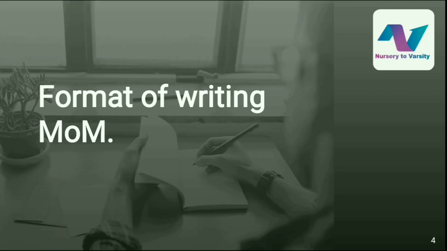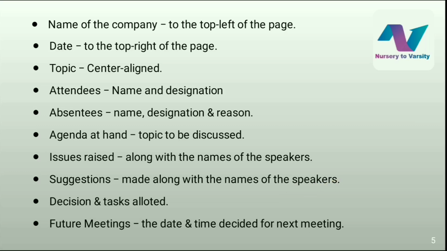Let's see the format of writing MOM. Firstly, the name of the company is written at the top left, and at the top right, the date is written. The name of the company includes company name, address, PIN code, and contact number, and the date is the date on which the meeting is taking place. Now, the topic is written with center alignment.